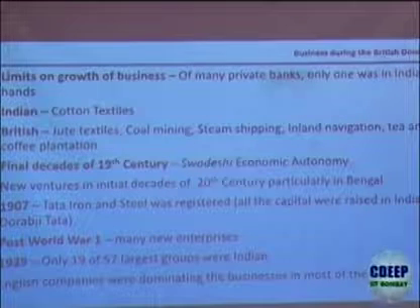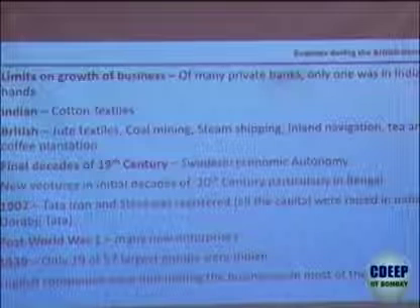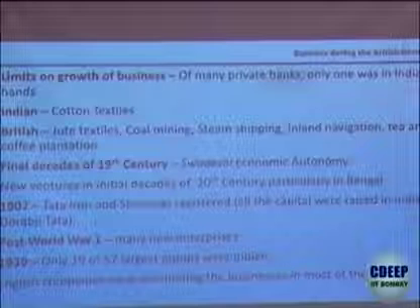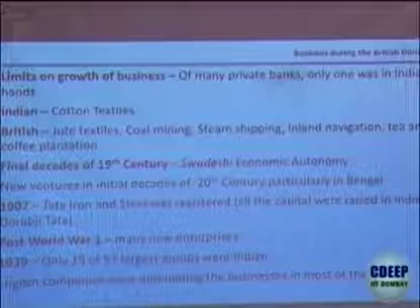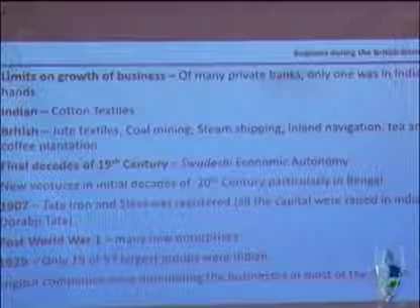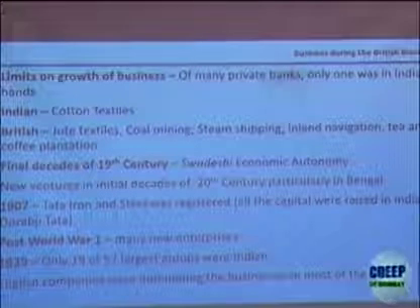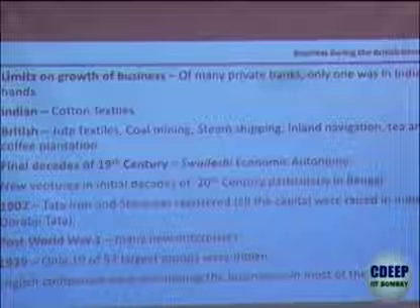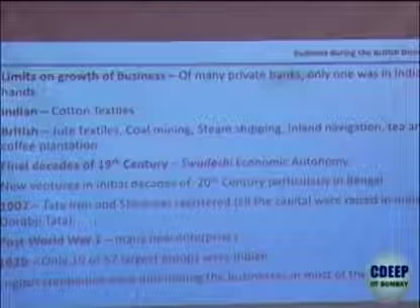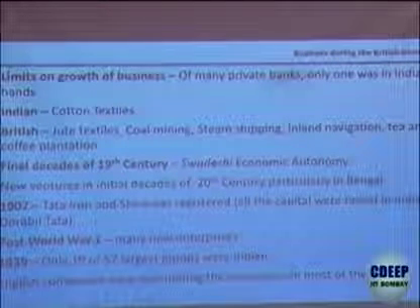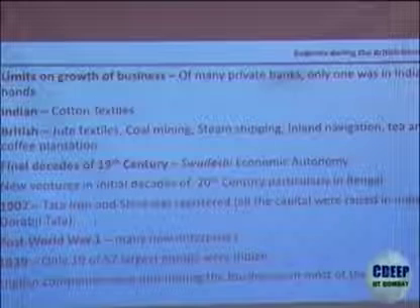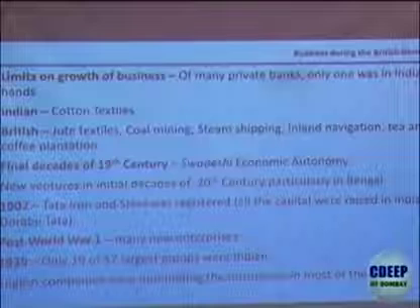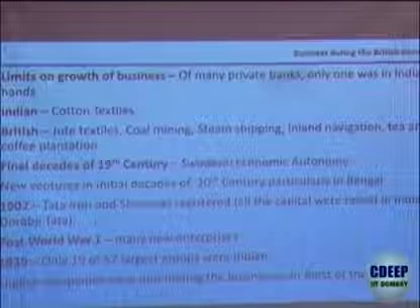So there were limits on the growth of business. Of the many private banks, only one bank was in Indian hands, so raising capital for business was very difficult for Indian businesses. Looking at the differentiation, Indians only had a presence in the cotton textile business. And the British, on the other hand, had jute textile, coal mining, steam shipping, inland navigation, and tea and coffee plantation businesses in their hands. The final decade of the 19th century was the major turnover for India, and the Swadeshi economy movement took place in that decade.